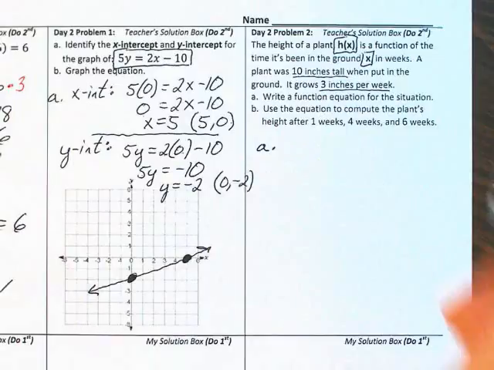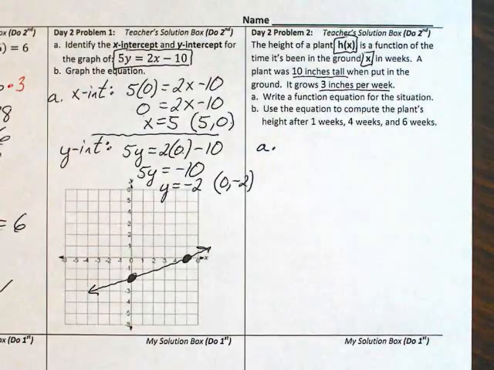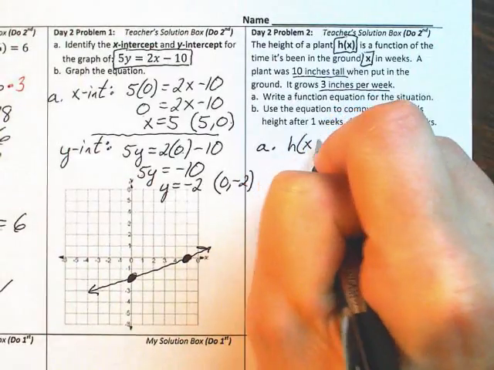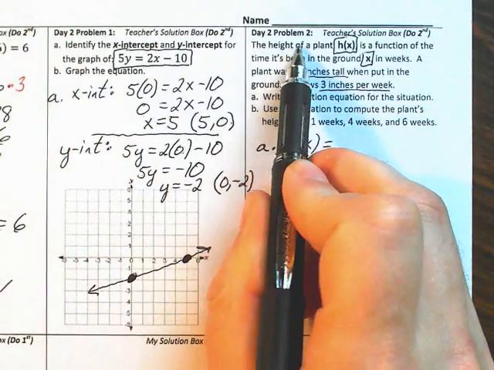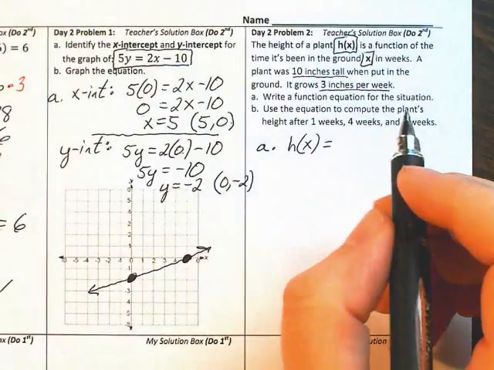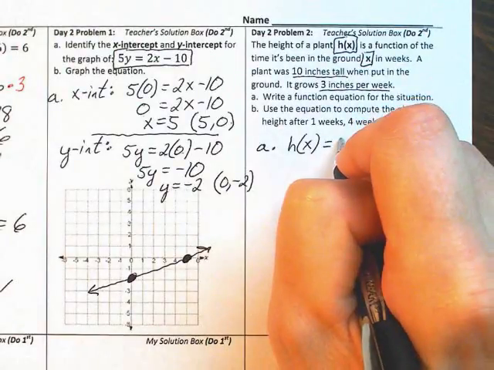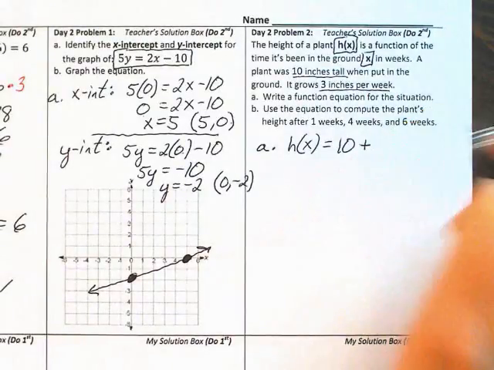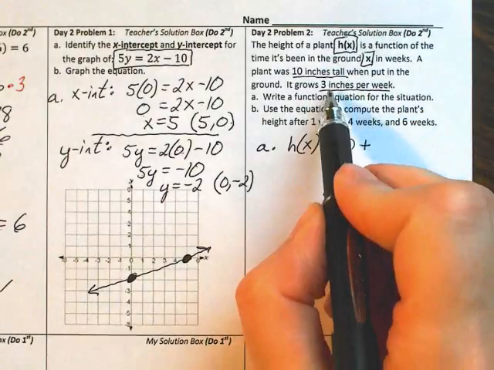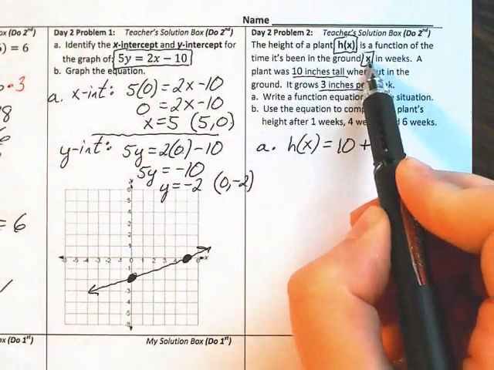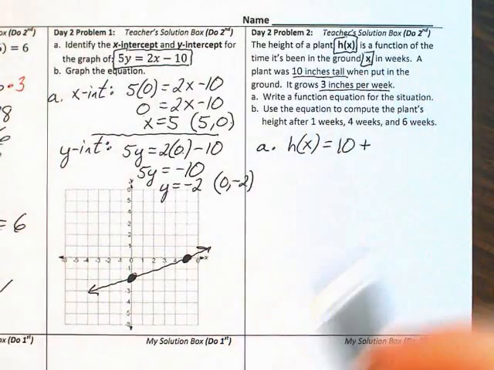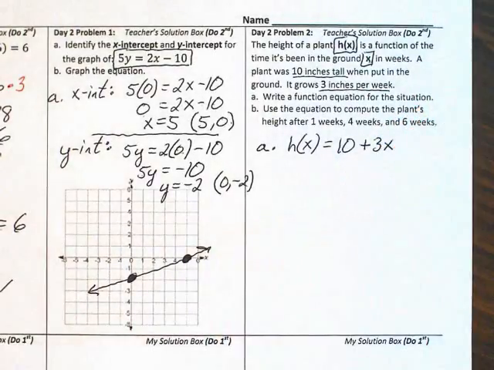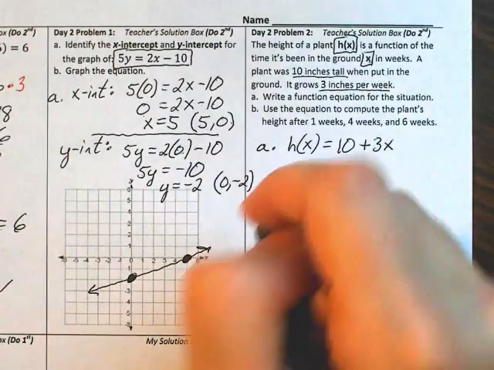Now in part A, write a function equation for the situation. Well, we're going to begin by using the symbols h of x to represent the height of the plant. And the height of the plant is 10 inches to begin with, the initial value, plus, and now we're going to make use of the rate of change, 3 inches per week, using the variable x to represent the varying amount of weeks. And this is 3x. Here is our function equation.